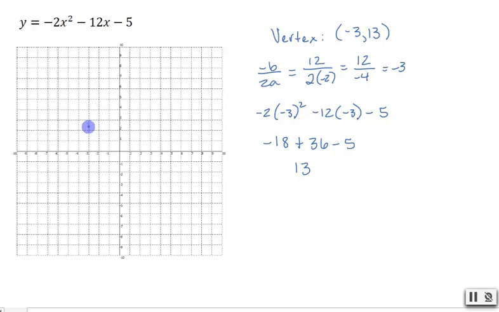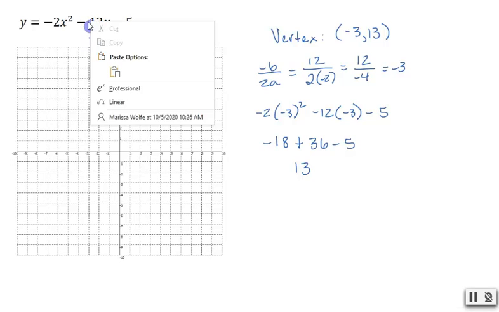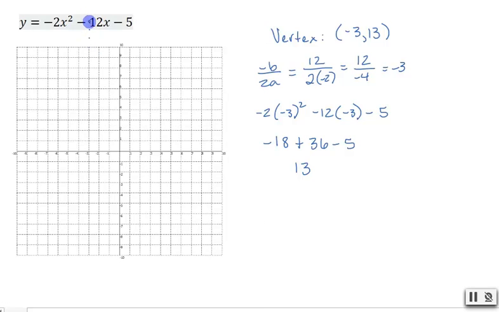So we're going to go here. We do have to go off the grid a little bit. 1, 2, 3. And then we can pick some more points, put in a t-table. Okay, we have -3, 13. Let's try -2 and -1.